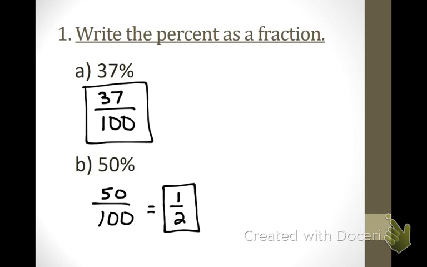So as always, I always want your answer to be in simplest form. So please make sure whenever you're turning it into a fraction that you always reduce it. Remember, you can stick that into your calculator, 50 over 100. When you hit the equal sign, it will come back out as a 1/2.